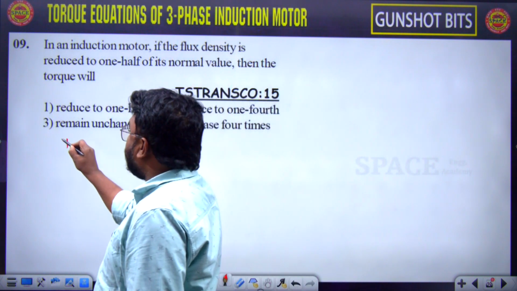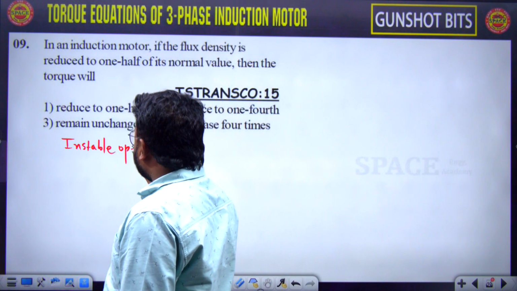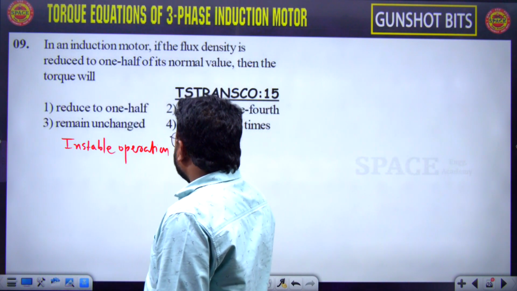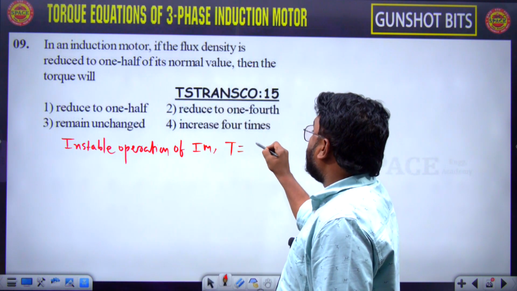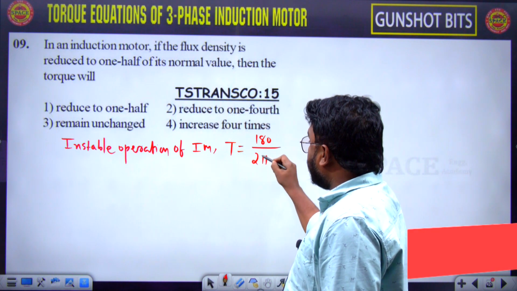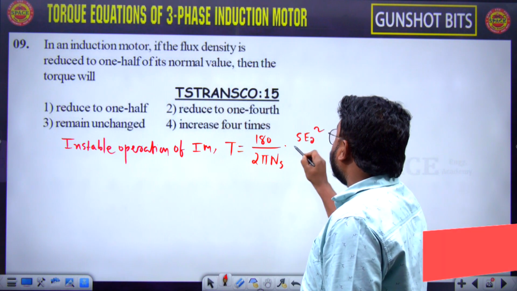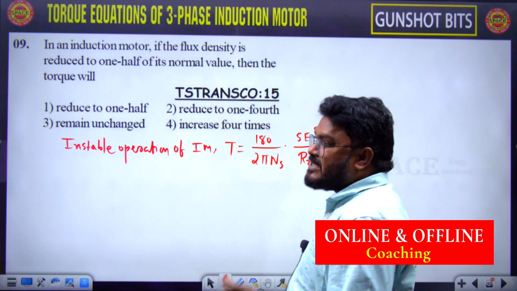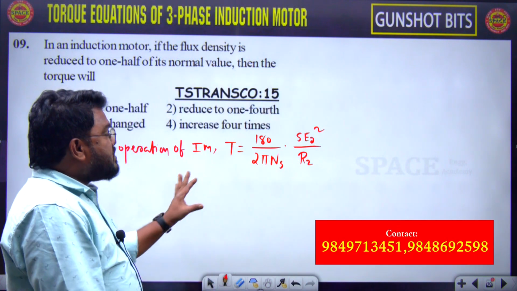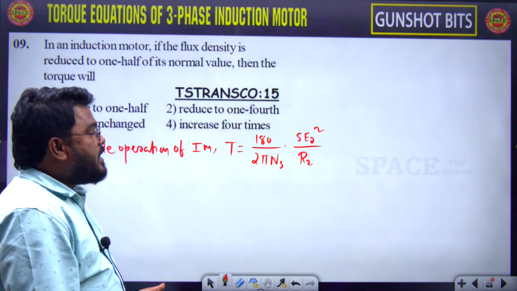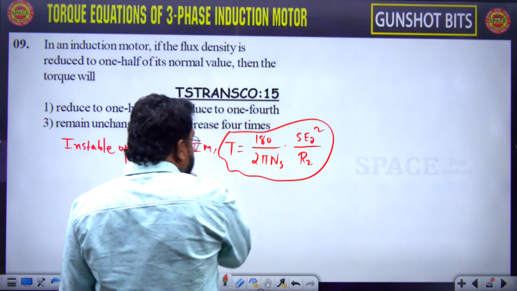So in stable operation of the induction motor, the torque is equal to 180 by 2 pi ns, multiplied by sE2 square divided by R2. Here sX2 square is very low as compared to R2 square, so we can neglect sX2 square in the denominator. That's why this is the torque equation in the stable operating mode.